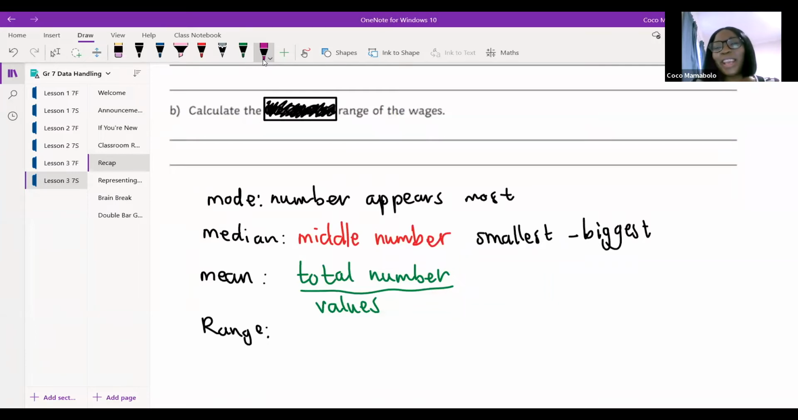Bupelo, can you remind us what is the range? The range is the difference between the lowest and the highest value. Excellent. So I'm going to take my biggest number and subtract from it my smallest number. The biggest minus the smallest. Very well done, guys.